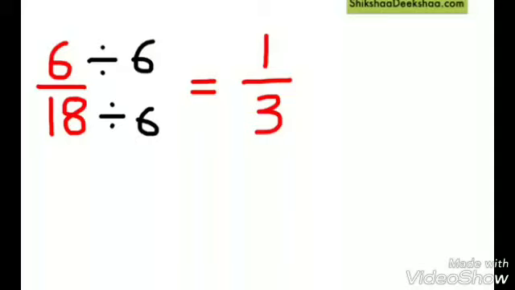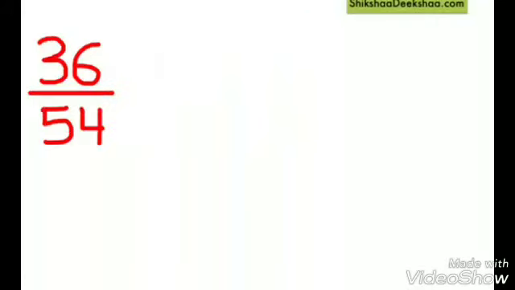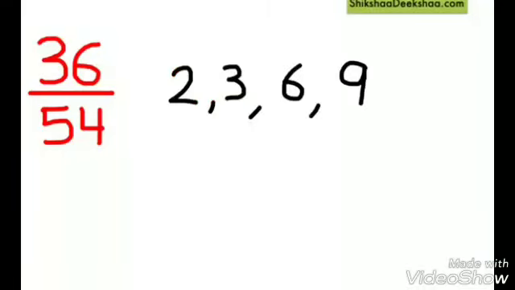To understand how to simplify, let's take one more example. 36 by 54. Now let's write what all numbers can divide both 36 and 54 without leaving a remainder. Or let's write in whose table we have both 36 and 54. So 2, 3, 6 and 9 are the numbers we can think of that can divide both 36 and 54 without leaving a remainder. In their tables we can find both 36 and 54.